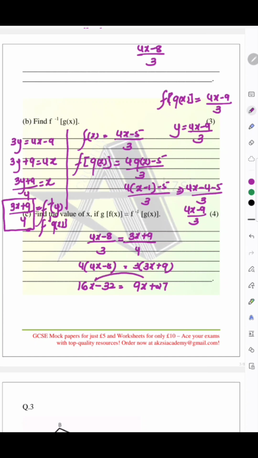Moving this onto the left hand side, this onto the right hand side, 16 minus 9 will give you 7x, and this will give you 59. And x will be 59 over 7. So this is the value for x. Or you can convert it into a decimal, or you can keep it as a fraction. It's totally up to you, unless it's specifically mentioned.